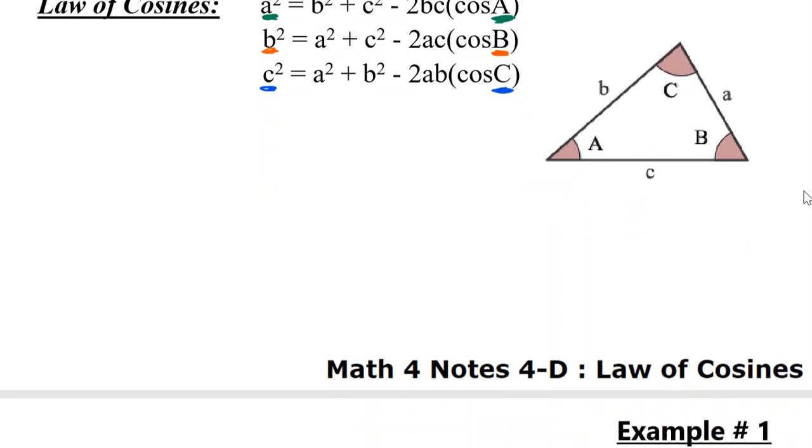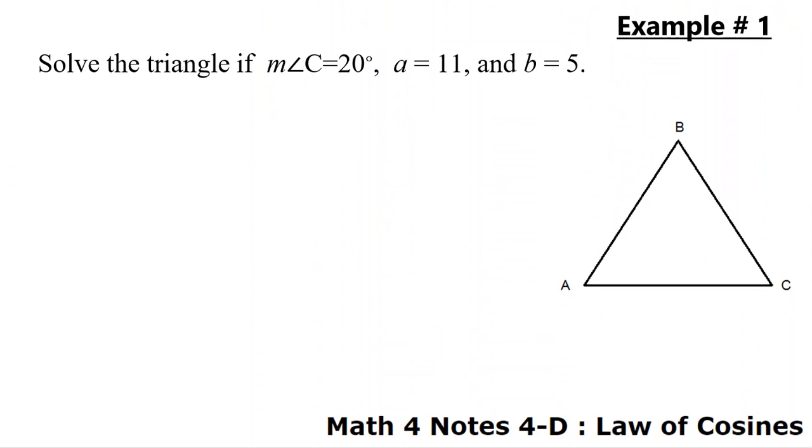So let's see how that works. In number 1, they're saying solve the triangle, which means I need to find both angles and the one missing side. So, let's start with the missing side. That's probably the easiest. If we mark what we've got, angle C is 20, little c is what we want, little b is 5, and little a is 11. Since the only angle we've got is angle C, we're going to have to do it this way.